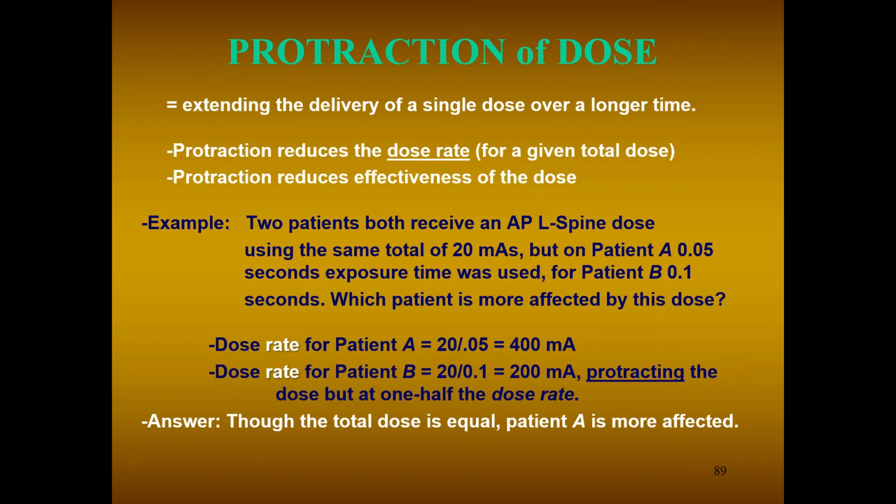The dose rate for patient A is 20 mAs divided by 0.05 seconds, and patient A got a dose rate of 400 mA, whereas patient B receives half that, so 20 divided by 0.1, 200 mA. Protracting the dose cut patient B's overall dose rate in half. The total dose is equal, but patient A is more affected because patient A got that same dose squished into a shorter time.